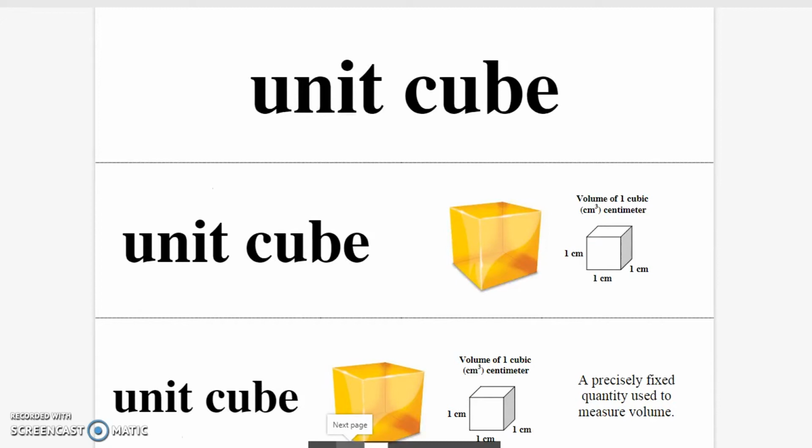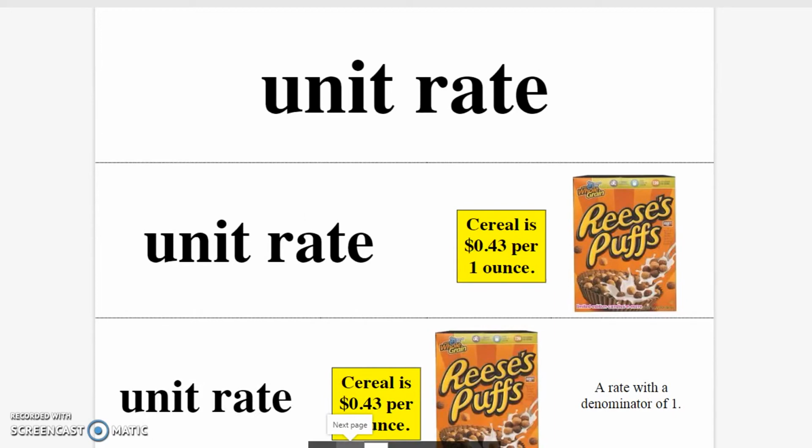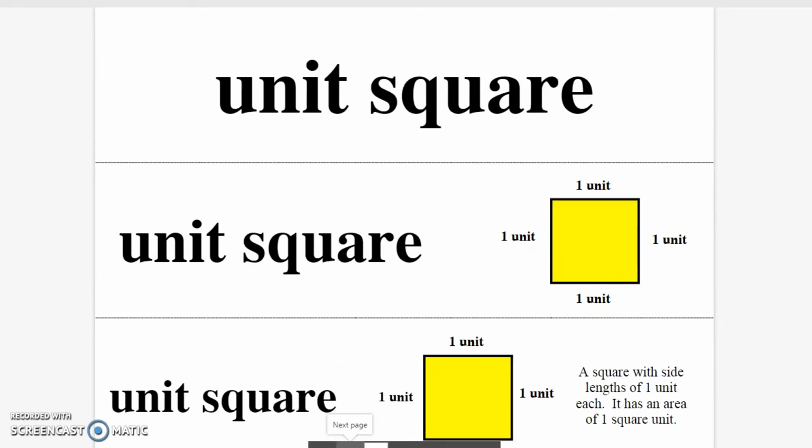Unit cube, a precisely fixed quantity used to measure volume. Unit fraction, a fraction that has 1 as its numerator. A unit fraction names one equal part of a whole. Unit rate, a rate with a denominator of 1. Unit square, a square with a side length of 1 unit. It has an area of 1 square unit.